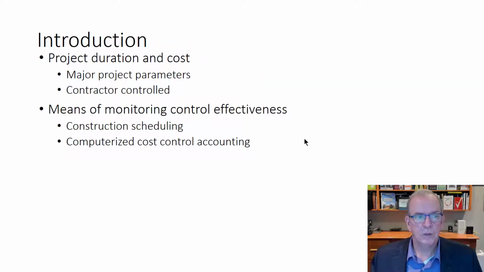resolving the problem. So when we think about duration and cost, they're not separate items. They work together. If you take a longer duration, your costs tend to go up. There's a per diem cost for every day you run your project. Don't forget that. And that per diem cost is like a clock running. So if your project takes a lot longer than you planned, then that's going to be problematic to your bottom line. Means and monitoring control effectiveness, construction scheduling, and computerized cost control accounting.